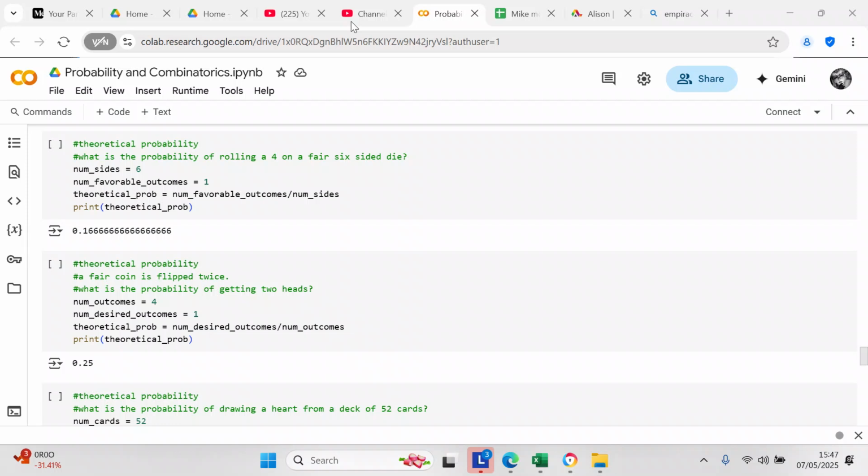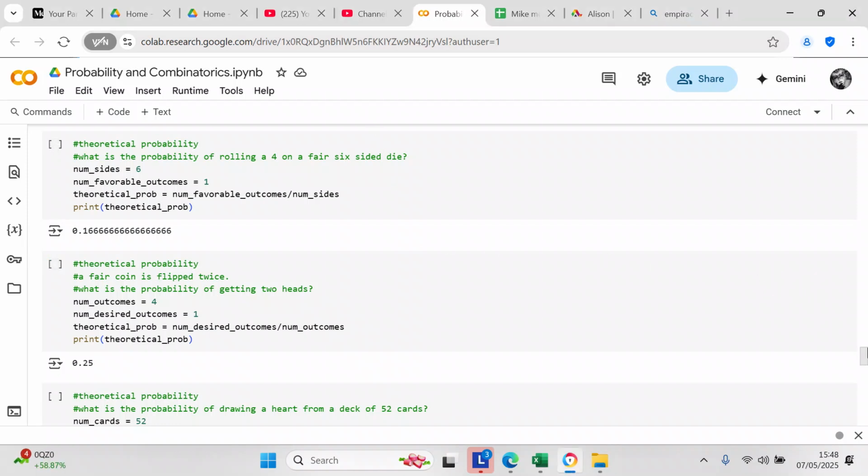So the first question is, what is the probability of rolling a 4 on a fair 6-sided dice? So the number of sides is 6. The number of favorable outcomes is 1. So theoretical probability equals the number of favorable outcomes divided by the number of sides. So that's going to be 0.167.